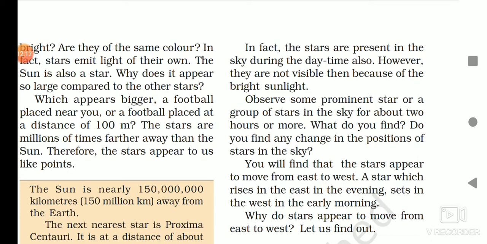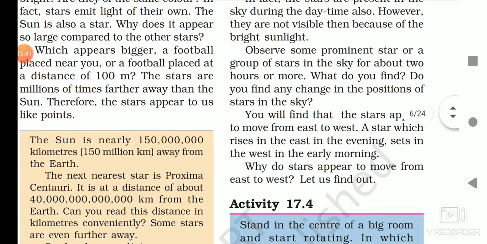Observe some prominent stars or a group of stars in the sky for about 2 hours or more. What do you find? Do you find any change in the position of the stars in the sky? You will find that the stars appear to move from east to west. A star which rises in the east in the evening sets in the west in the early morning. So why do stars appear to move from east to west?